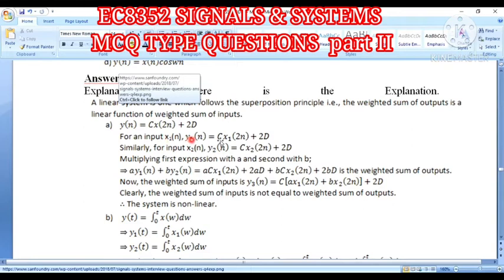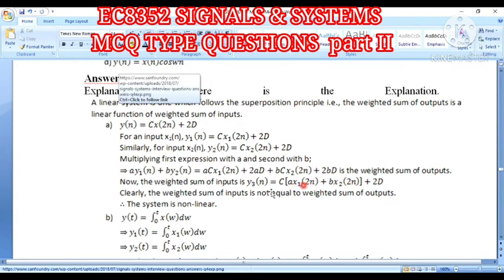For input x1 of n, y1 of n equal to c into x1 of 2n plus 2d. I just substitute, x of n replaced by x1. Similarly, for x2 of n, y2 of n equal to c into x2 of 2n plus 2d. Now multiply the first expression with a and the second expression with b, because I am giving the weightage to your signal. So now what do we get? a into y1 of n plus b into y2 of n equals, for the first expression, a into c x1 of 2n plus a into 2d. Similarly, for the second, b into c x2 of 2n plus b into 2d.